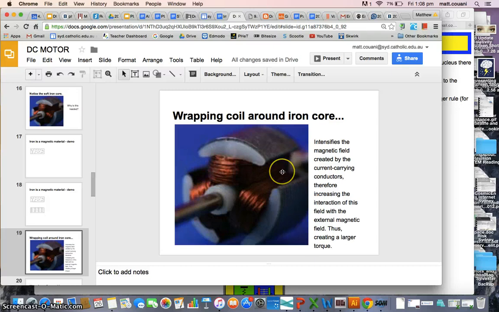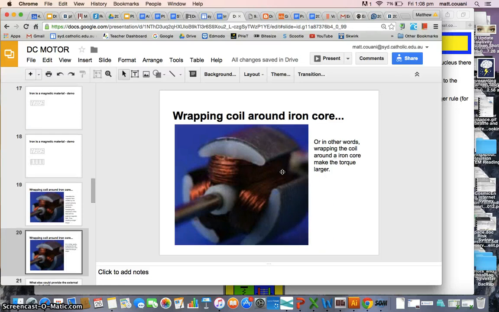So wrapping a coil around an iron core intensifies the magnetic field created by the current carrying conductors, therefore increasing the interaction of this field with the external magnetic field, thus creating a much larger torque. Or in other words, wrapping the coil around an iron core makes the torque larger.